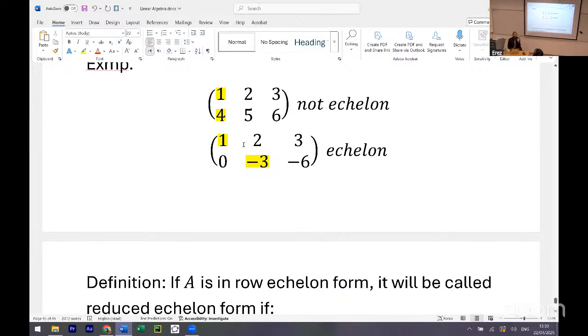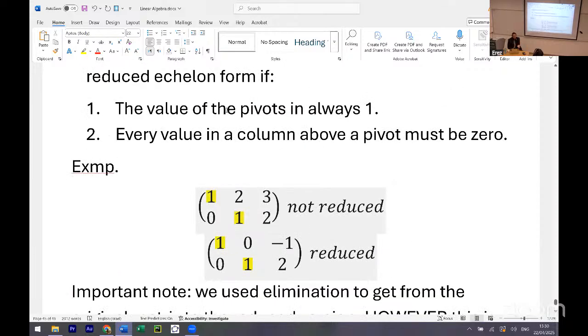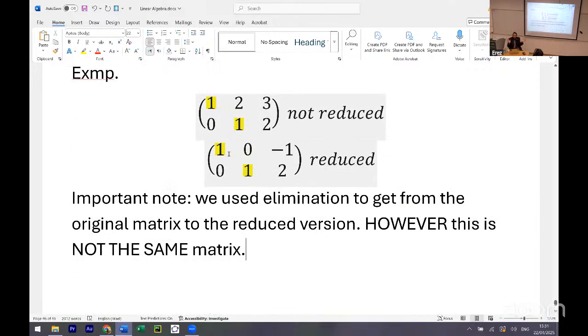A matrix is defined by the values in it. The first matrix is 1, 2, 3, 4, 5, 6. The last matrix has other numbers completely. 1, 0, -1. Okay, so it's not the same matrix. What is the same? Can any of you say? What is the right thing to say about the connection between the last matrix and the first matrix?